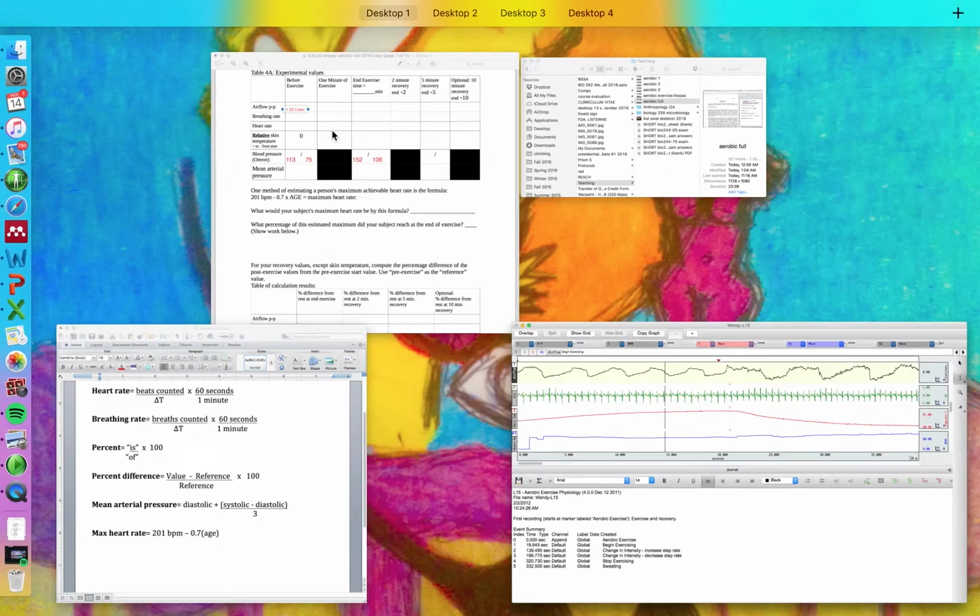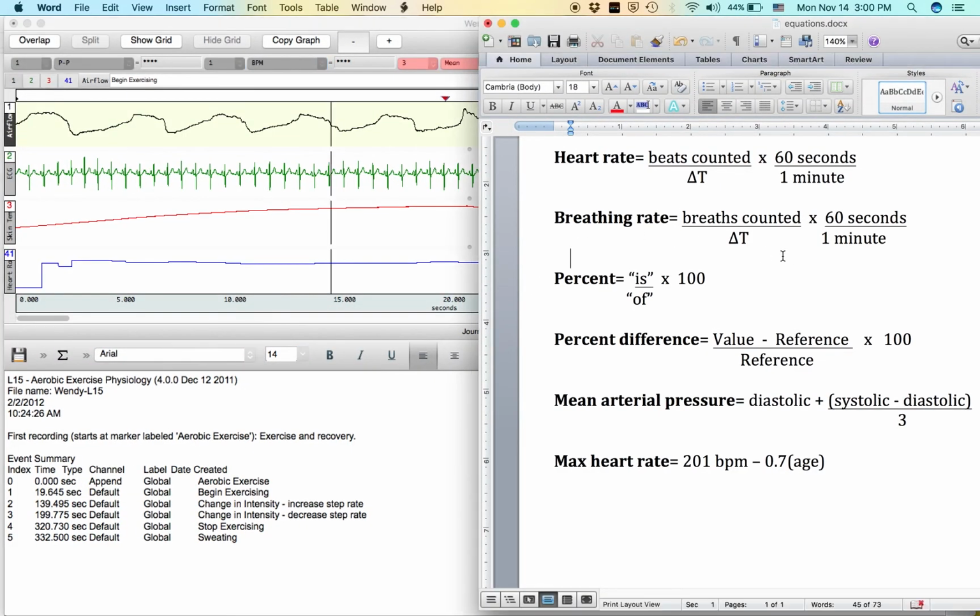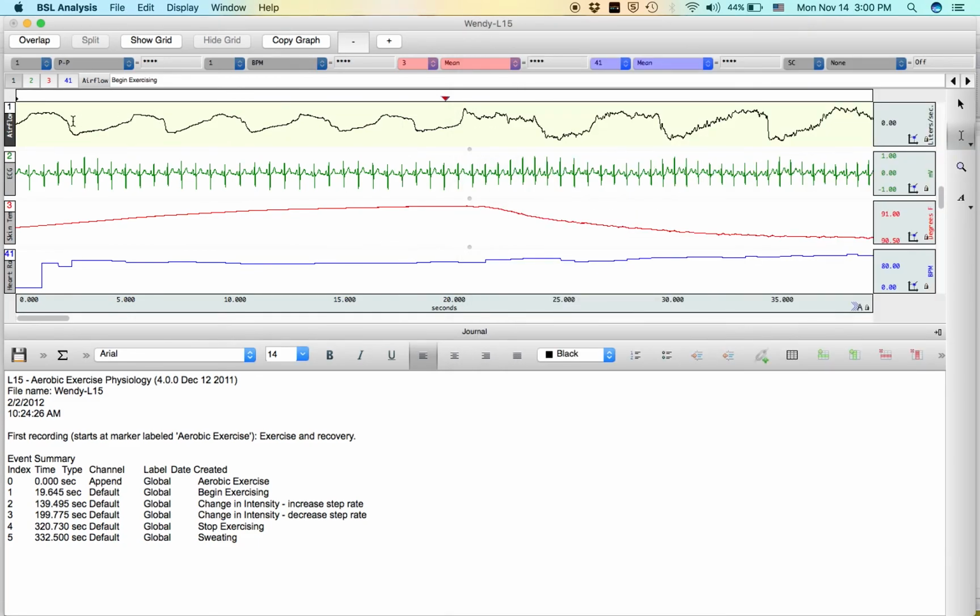So we want breathing rate. Again, we need breaths counted over delta T. So let's go ahead and start right here. So this is one inhale, one exhale. Inhale, exhale, inhale, exhale. So I'm going to call this 1, 2, 3 total breaths.